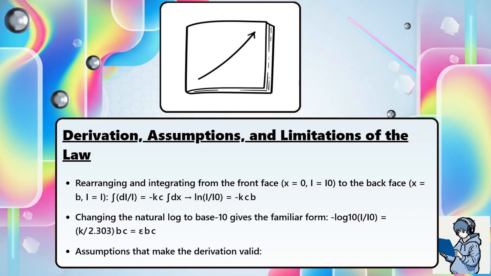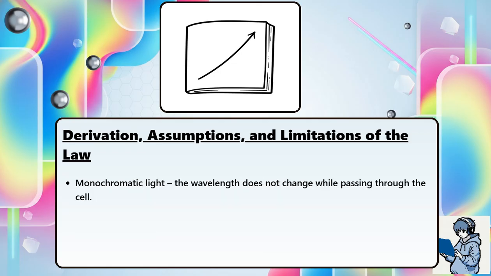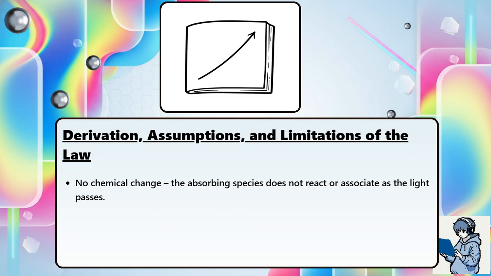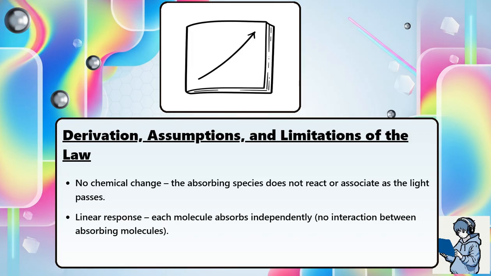Assumptions that make the derivation valid. Monochromatic light: the wavelength does not change while passing through the cell. Homogeneous solution: concentration is the same everywhere. No scattering: only absorption removes photons. Reflection or scattering is negligible. No chemical change: the absorbing species does not react or associate as the light passes. Linear response: each molecule absorbs independently. No interaction between absorbing molecules.